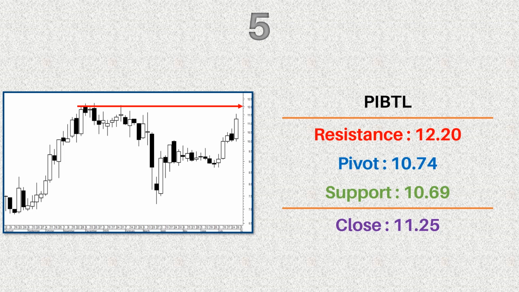The PIBTL closed at 11.25 level on July 30, 2020. The closing is above the weekly pivot level of 10.74. The weekly resistance and support levels are at 12.20 and 10.69 respectively. The ADX is rising, but it is at 17 level.